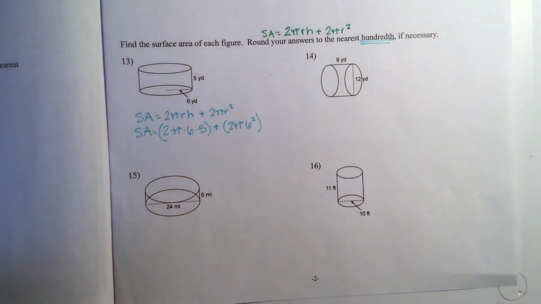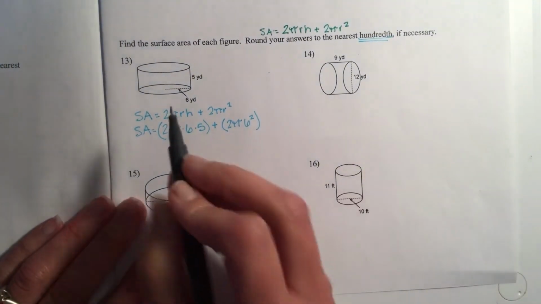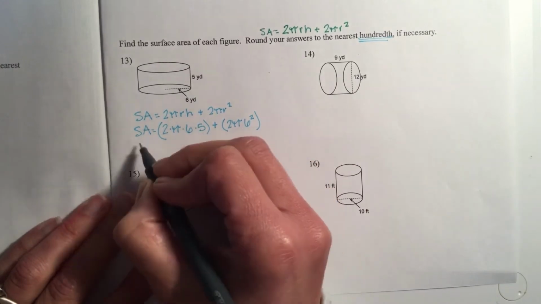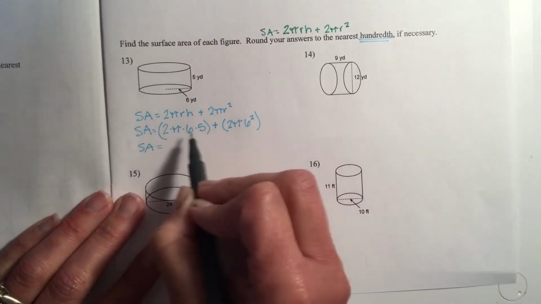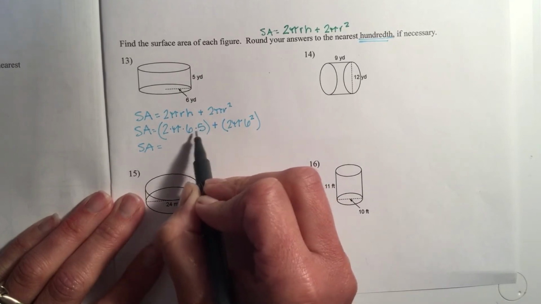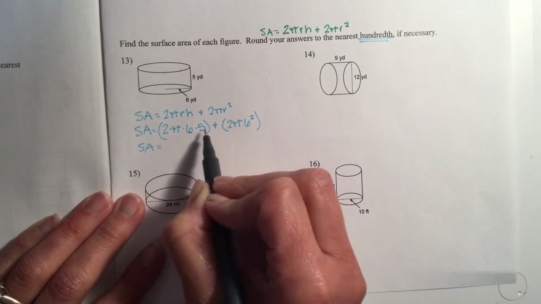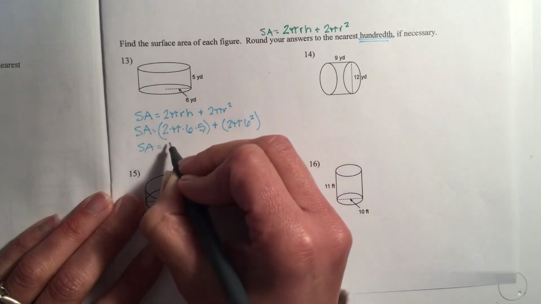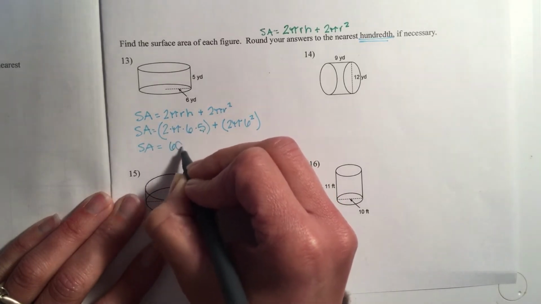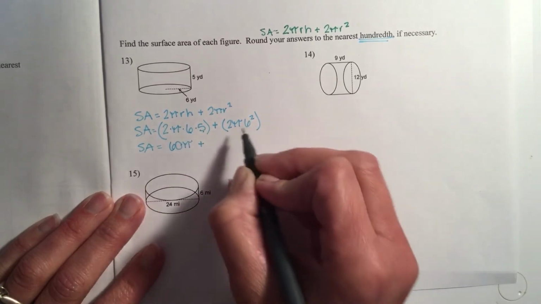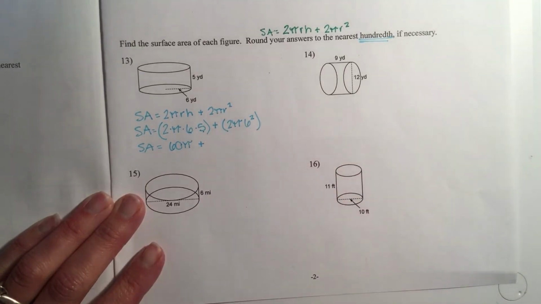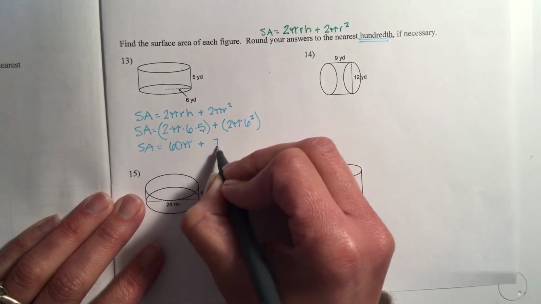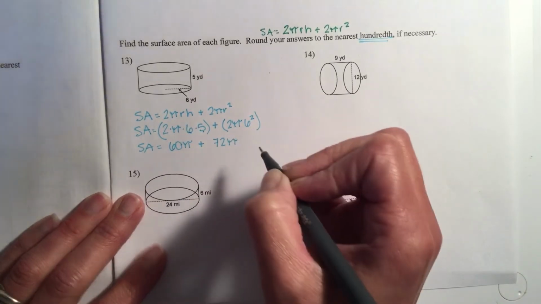Now, how I showed you guys to do this on your worksheet was to multiply all of the numbers first and leave pi last, and then put that in your calculator. So 2 times 6 times 5. Well, I like to take 6 times 5 and get 30 times 2 and I get 60. Obviously, you guys can use a calculator. This is 36. 6 times 6 is 36. 36 times 2 is 72 pi.